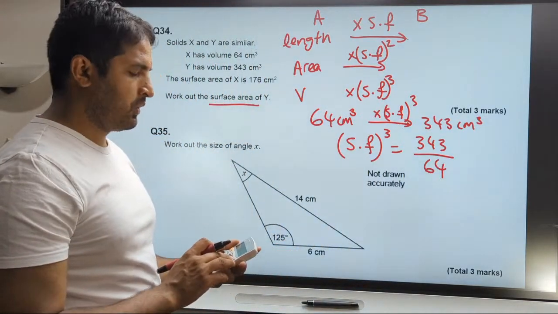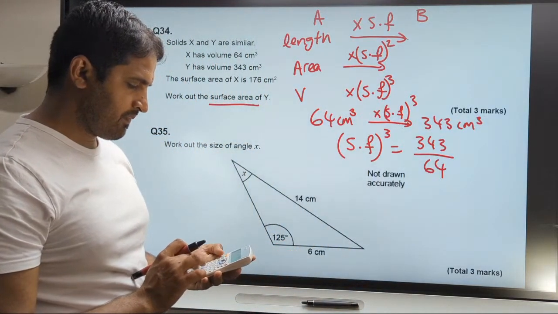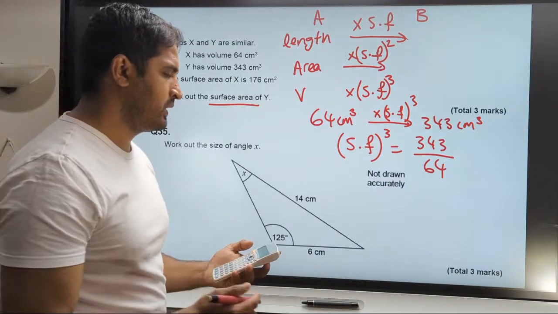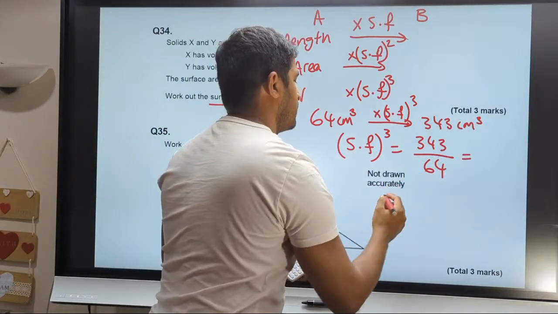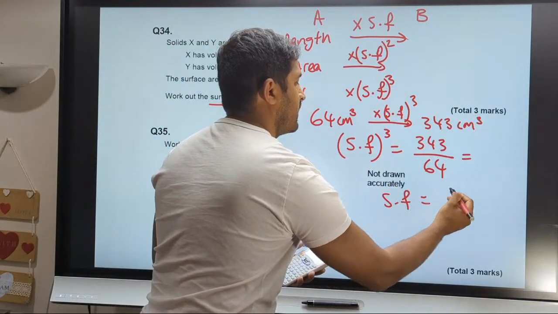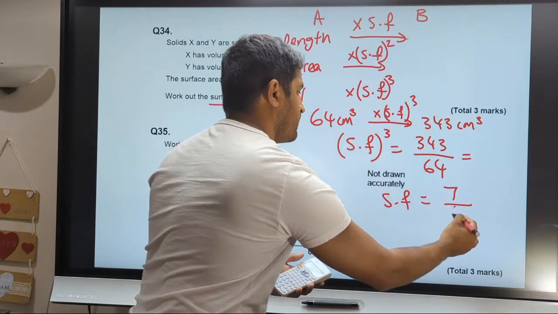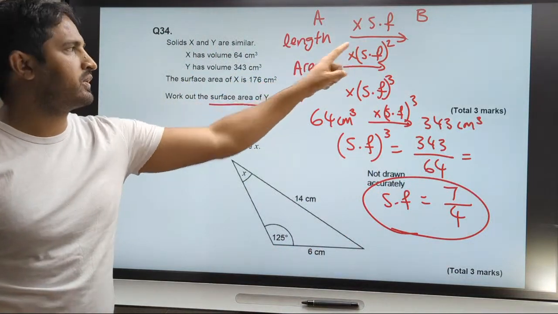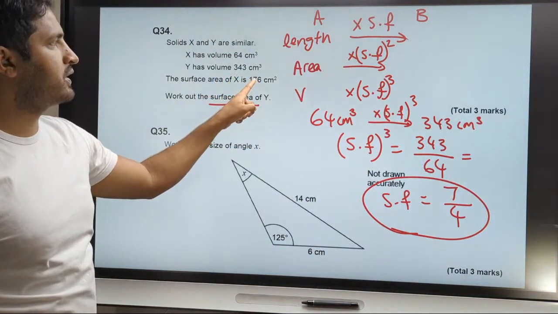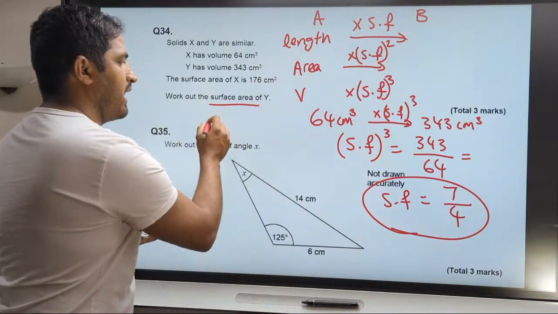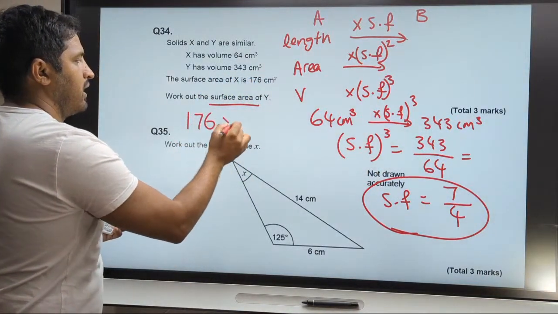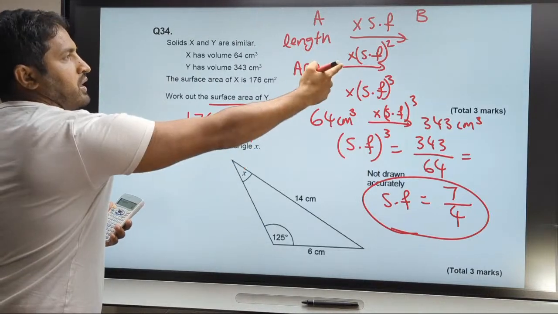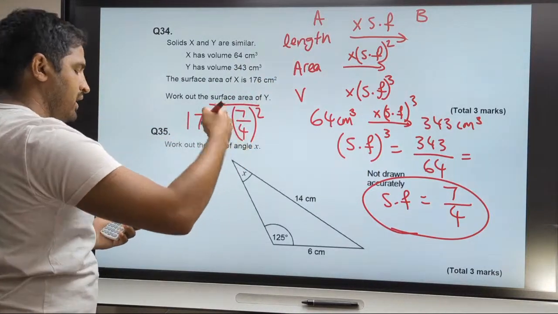So if I do the cube root of 343, we know we get 7. And the cube root of 64 is 4. So the scale factor is 7 over 4. That's our scale factor, and the area would be scale factor squared. So if we know the area of X, which is 176, I'll take that 176 and multiply by 7 over 4 squared, because we need to be multiplying by scale factor squared to get to the answer.